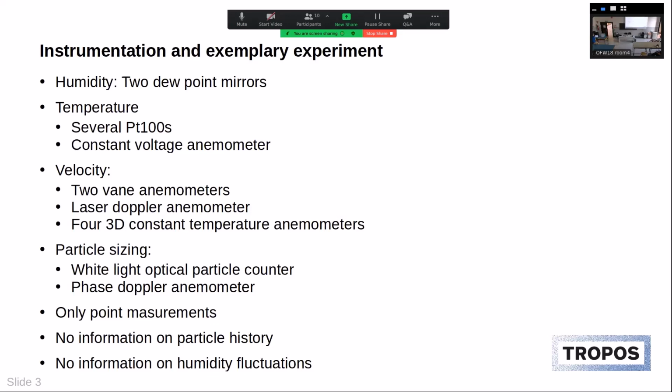This has the drawback that we can only do point measurements. Additionally, we have no information on particle history of the aerosol particles we added. The fluctuations. And this is where CFD simulations come into play.